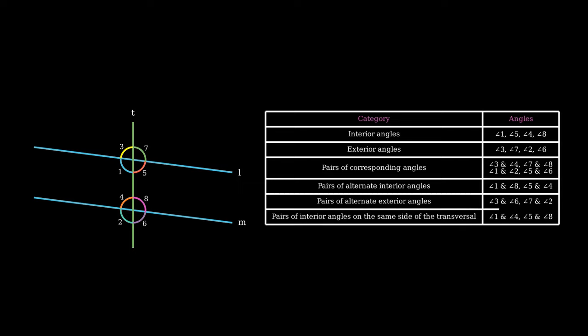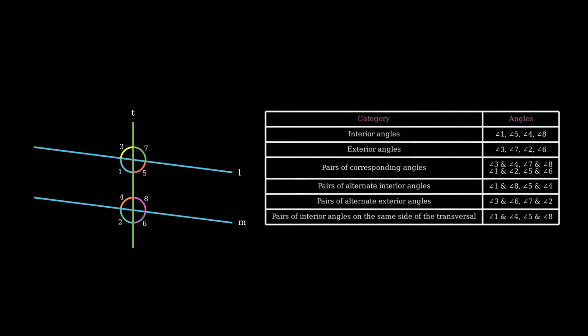Finally, we have pairs of interior angles on the same side of the transversal. These angles lie between the parallel lines and on the same side of the transversal. For example, angle 1 and angle 4, as well as angle 5 and angle 8, are pairs of interior angles on the same side of the transversal.